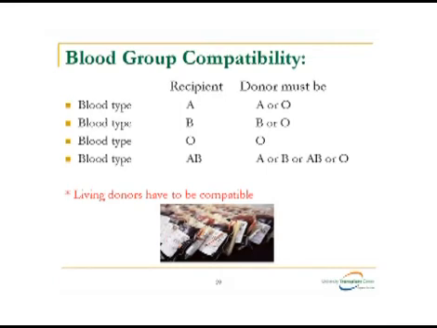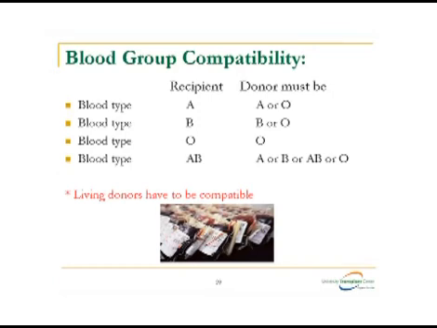Now, for living donation, it is important that you understand that the compatibilities are taken into effect. For a patient with blood type A, you can receive a kidney from an individual that is also a blood type A or O. For blood type B, B or O. Blood type O will receive only an O donor kidney. Blood type AB can receive an A, a B, an AB, or an O. Living donors have to be compatible.